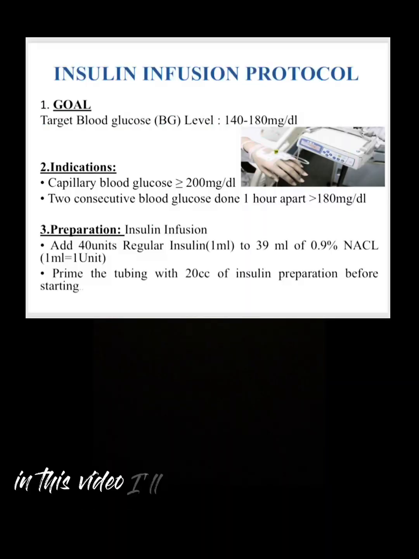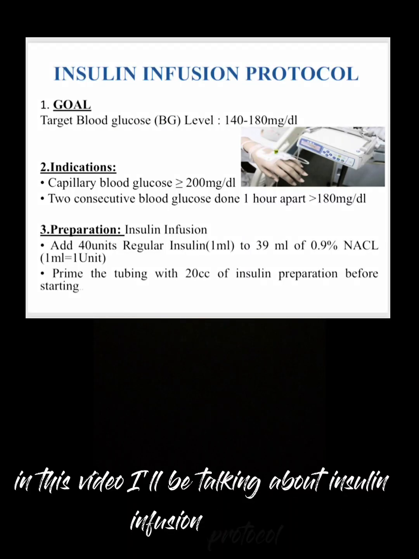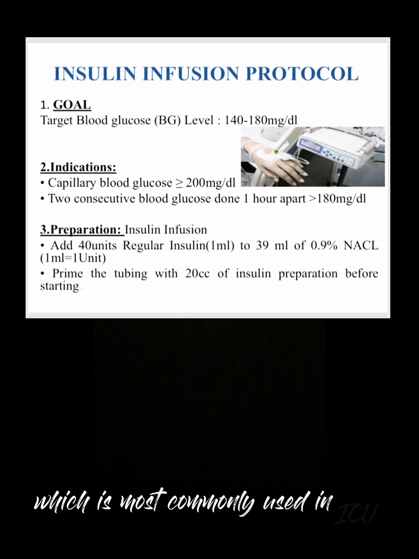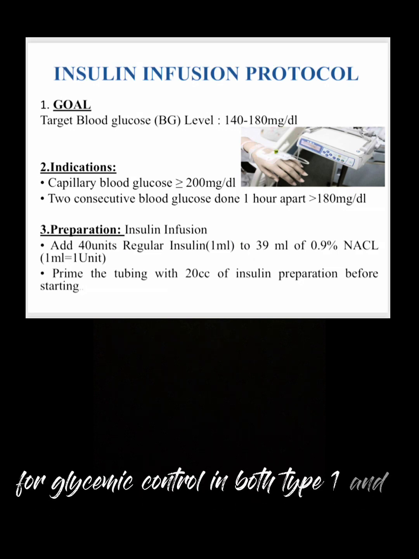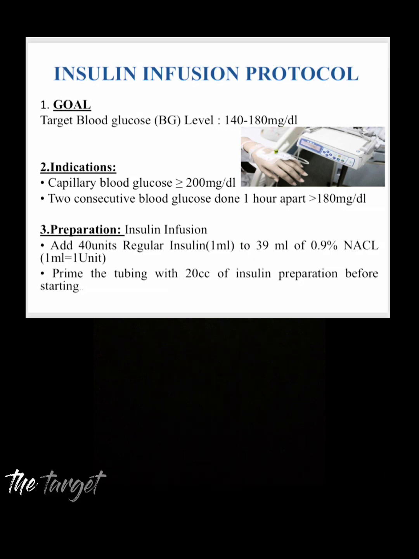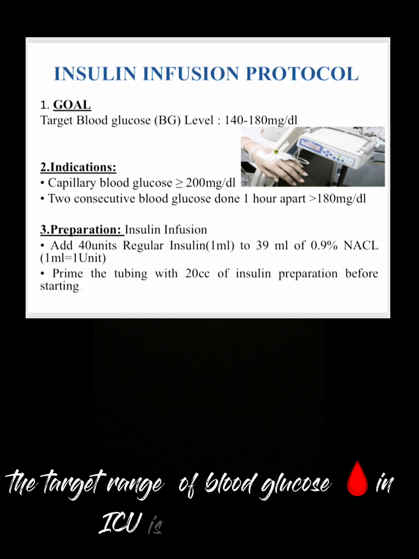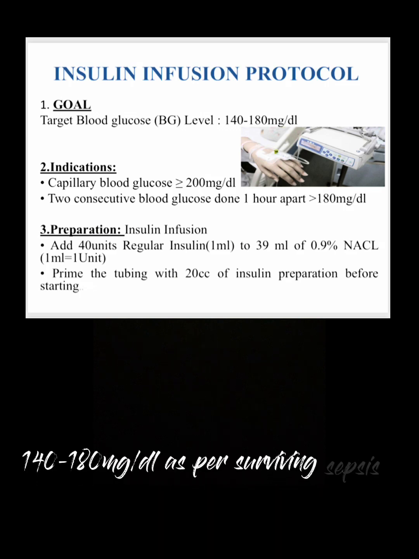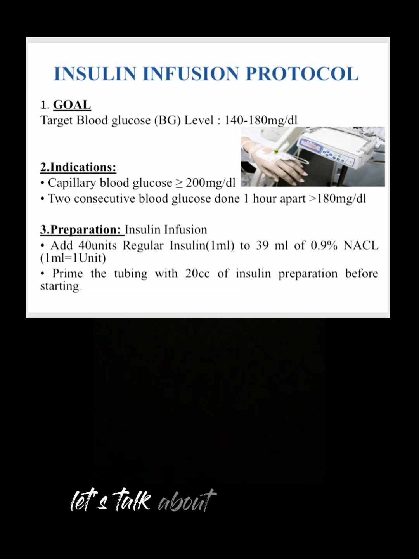Guys, in this video I'll be talking about insulin infusion protocol, which is most commonly used in the ICU for glycemic control in both type 1 and type 2 diabetes. The target range of blood glucose in the ICU is 140 to 180 mg per dL as per the Surviving Sepsis Guidelines 2021.